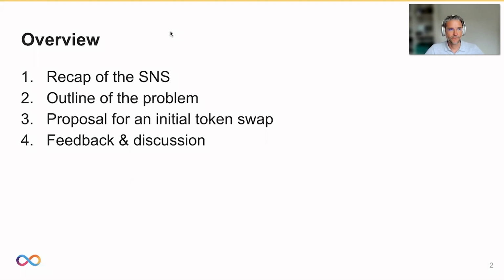So just to give you a quick overview of what we're going to talk about today, we're going to do a quick recap of the SNS to put this proposal in some context. We're going to run through a quick outline of the problem and the motivation for what we're trying to solve as part of the initial token swap. Then we'll run you through the swap proposal, and then we'll leave a good amount of time for feedback and any questions you have.